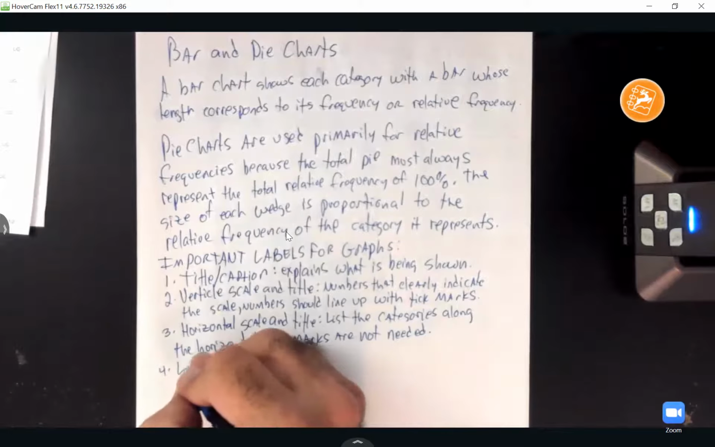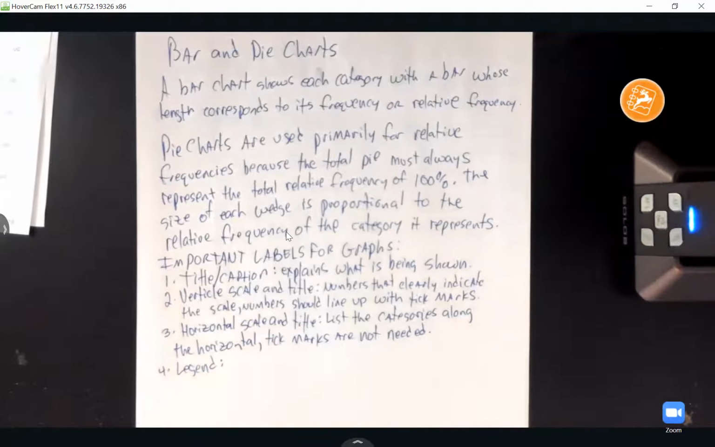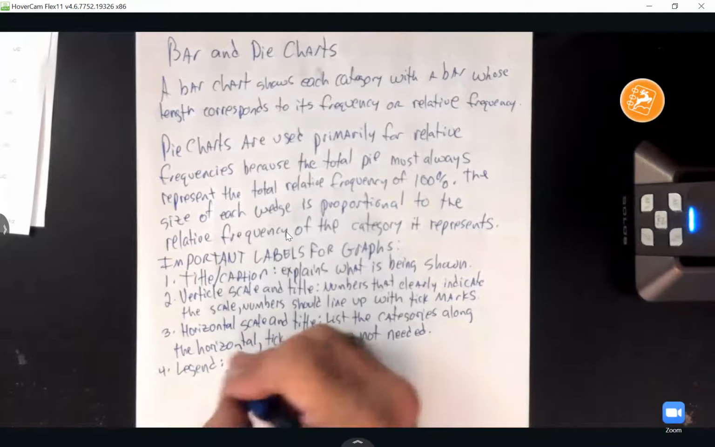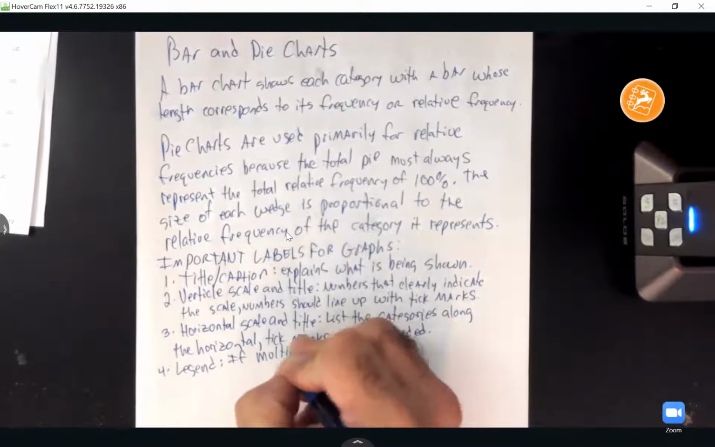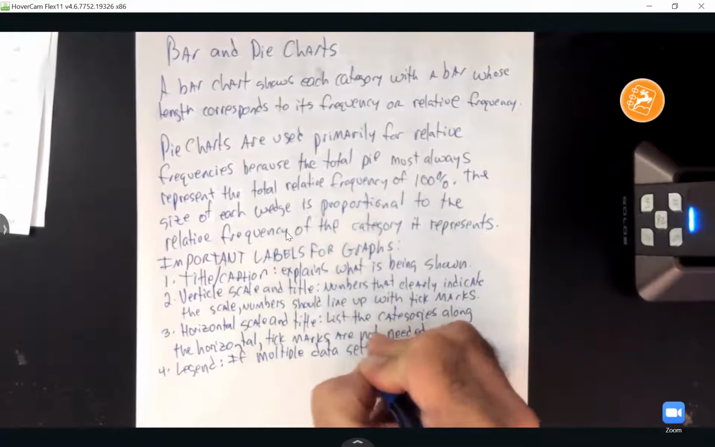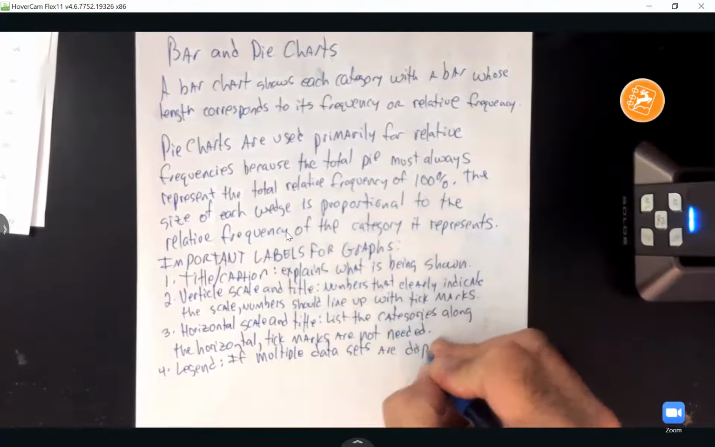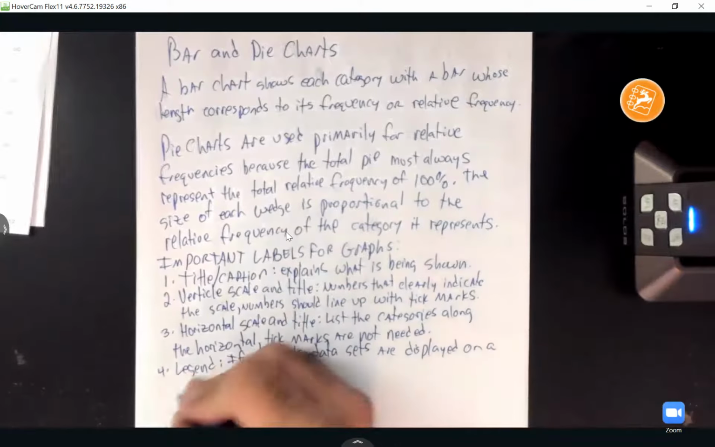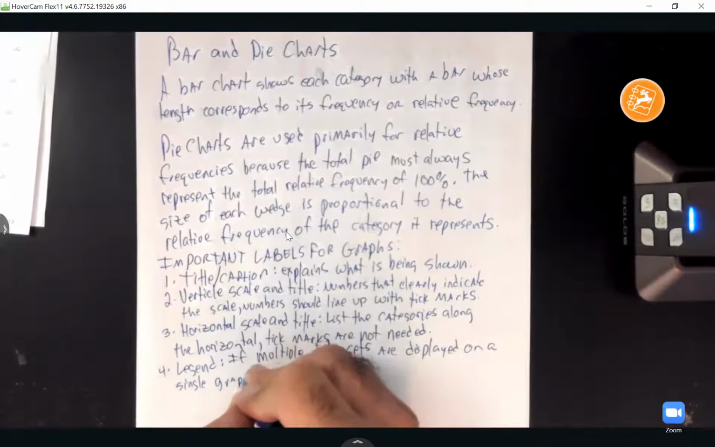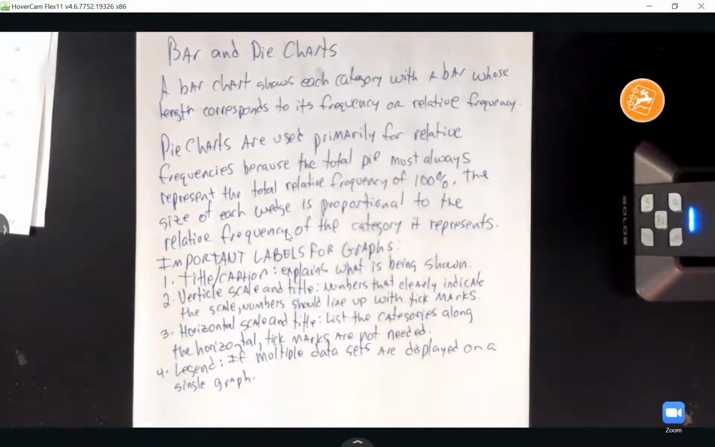And then the last thing you might need is a legend. You would use a legend if multiple data sets are displayed on a single graph. So you just want to have a key to represent. So if I was looking at, say, boys and girls on my test scores, I might have a legend that showed that the boy scores were the blue columns and the girl scores might have been the pink columns. And just let them know which category was going with which sex on that test, okay?